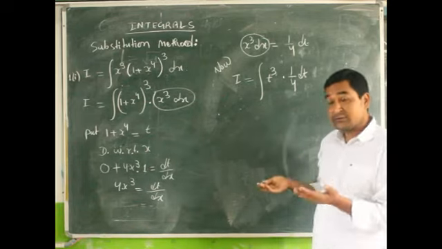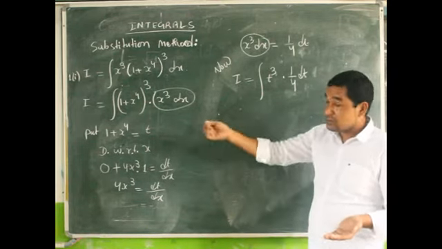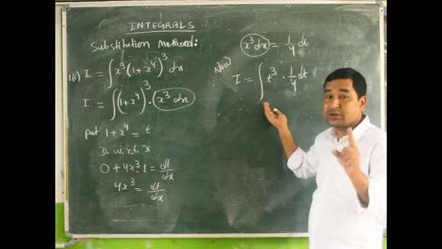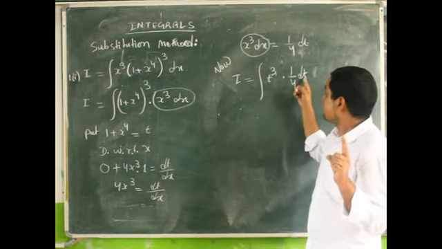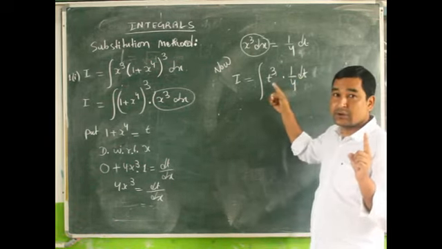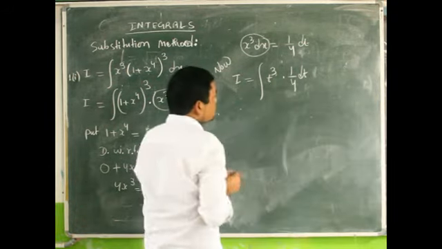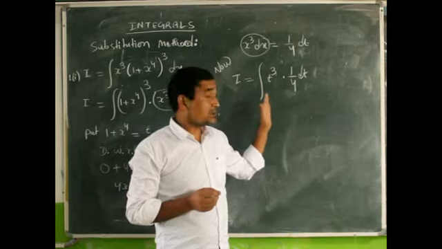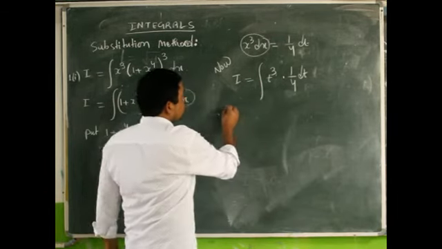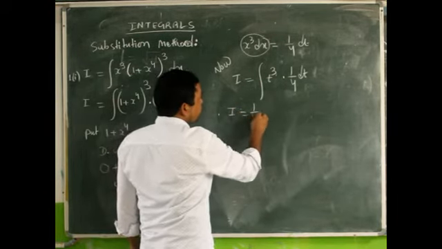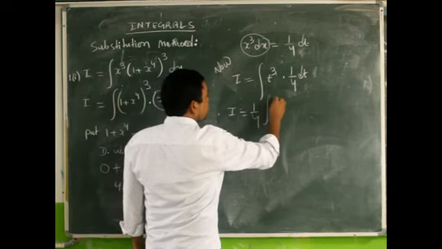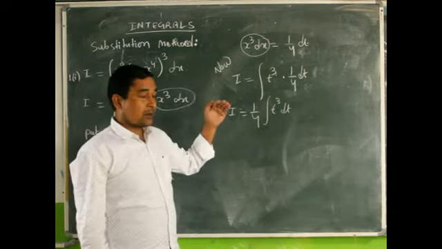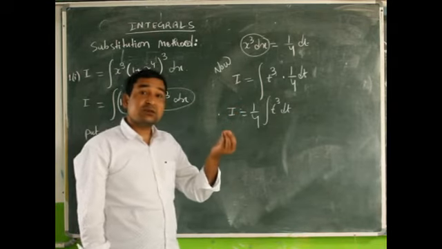Now after substitution, after replacing the value, the expression should become the same variable. Now 1 over 4 is a constant. You can take a constant out of the integration symbol. So the integral equals 1 over 4 times the integral of t cube dt. After substituting, the expression comes in simple form.